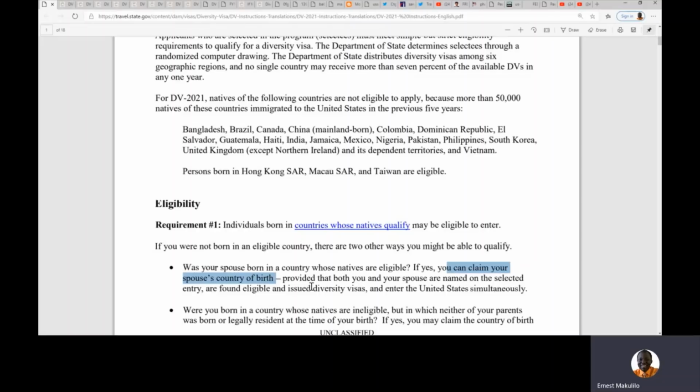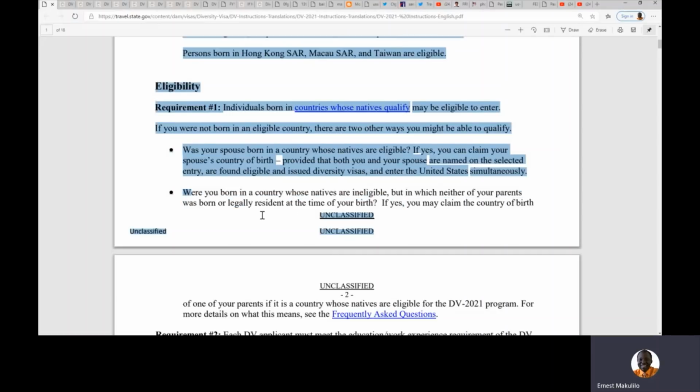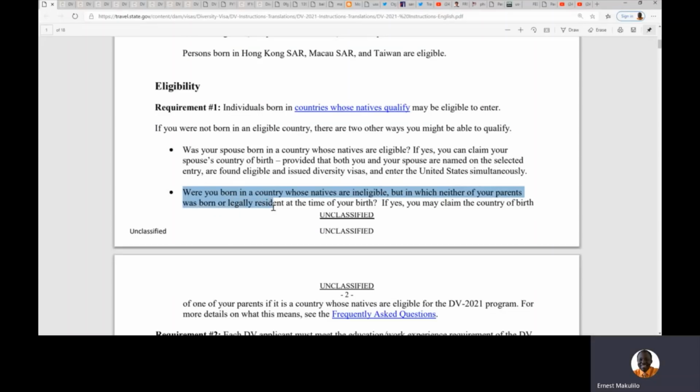Provided that at the time of applying, you say you are married to that particular person, you will be able to come with your spouse right away to the United States of America. But another requirement is: were you born in a country whose natives are ineligible? That means they are not eligible, but neither of your parents at the time you were born was a legal resident of that particular country.